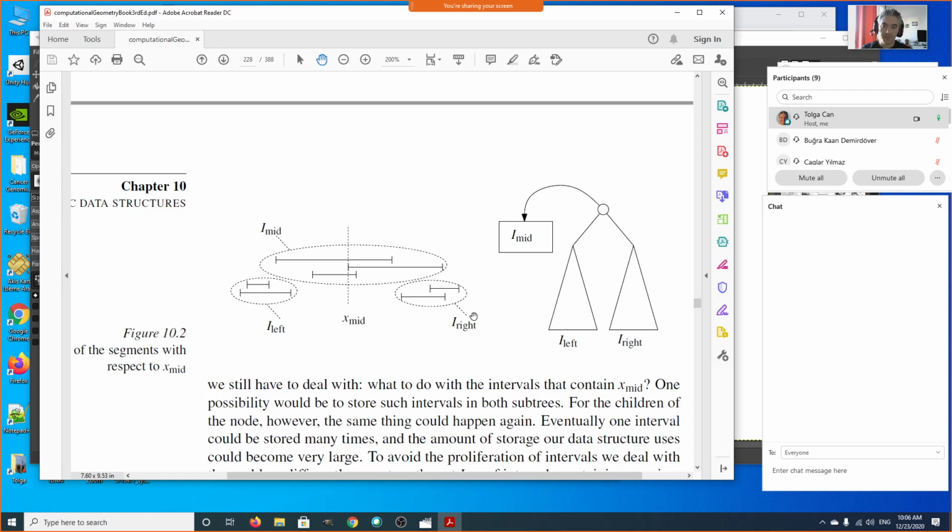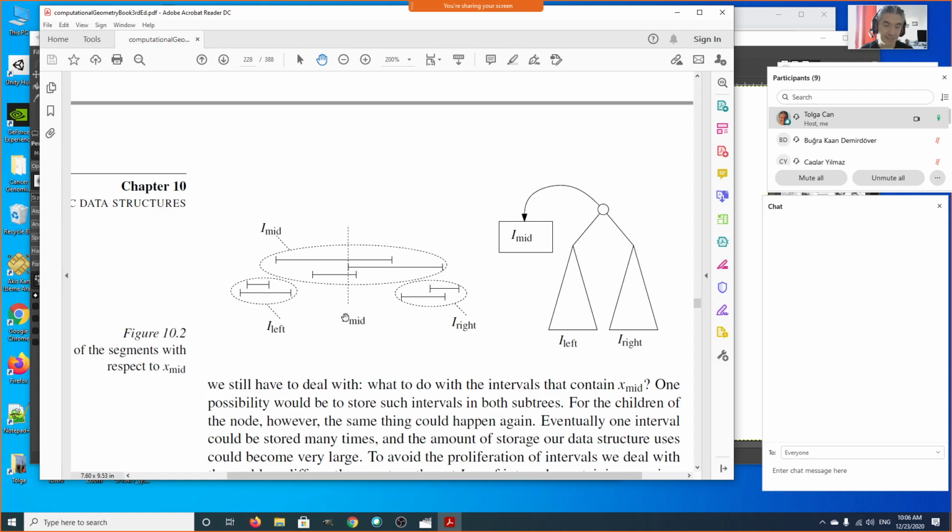This data structure is recursively built. For I left, for example, I'm going to define another x mid, and this x mid is first chosen as the median of these 2n endpoints. I'm going to sort them first in O(n log n) time, and the middle one I'm going to designate as x mid. If out of these 2n endpoints I choose the nth smallest one as the x mid, there can be at most n over 2 line segments in I left and at most n over 2 line segments in I right.